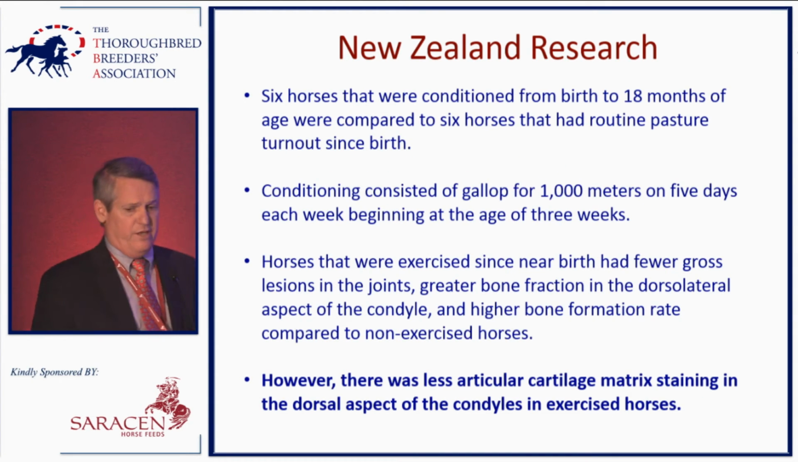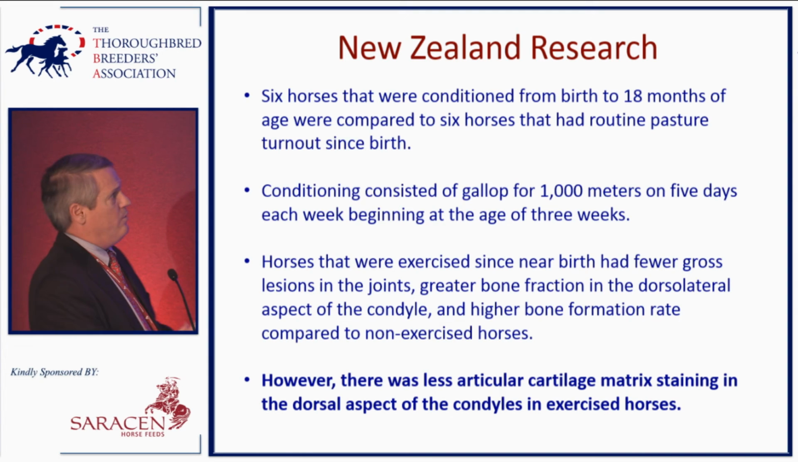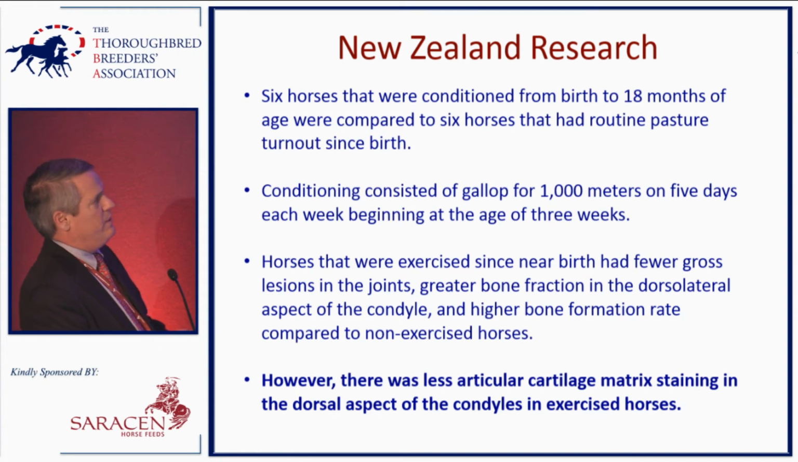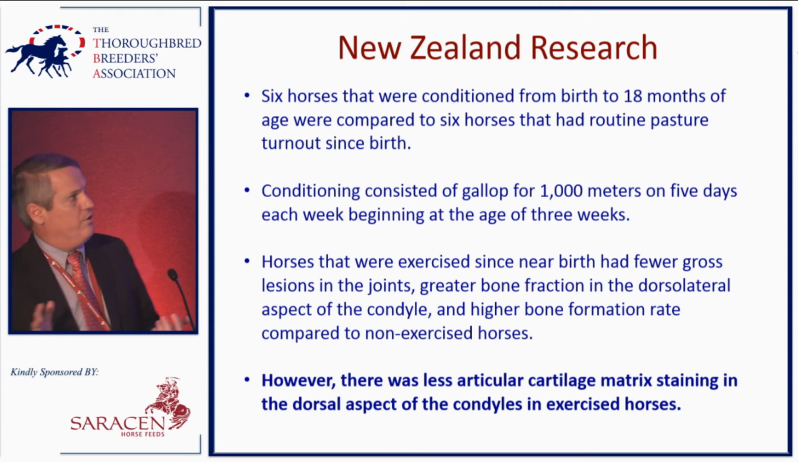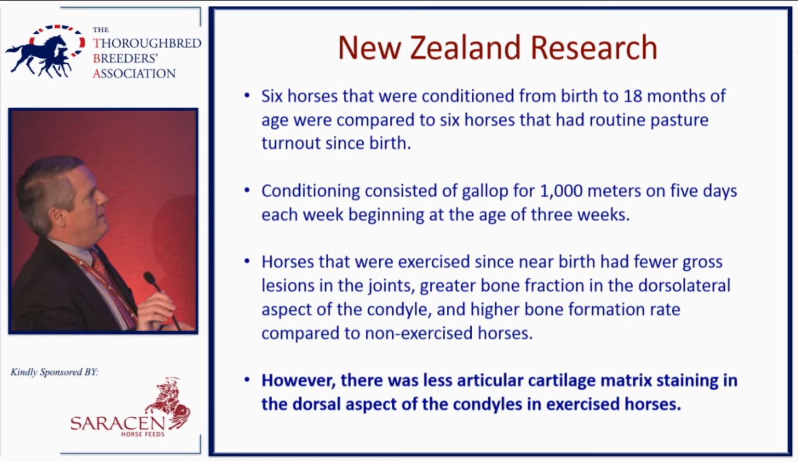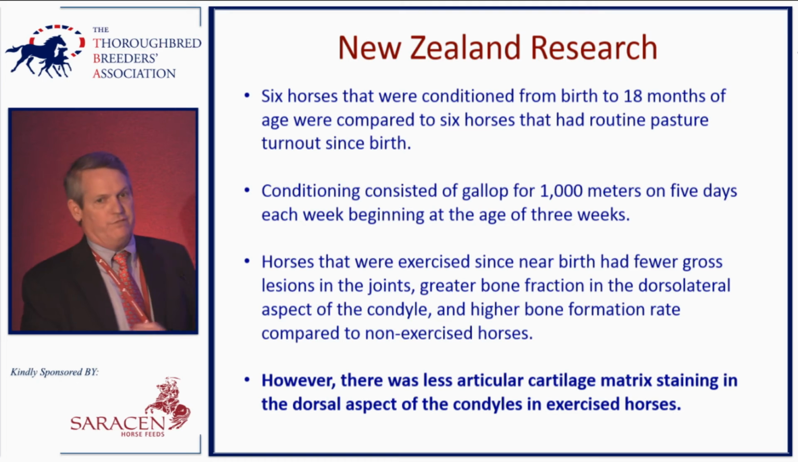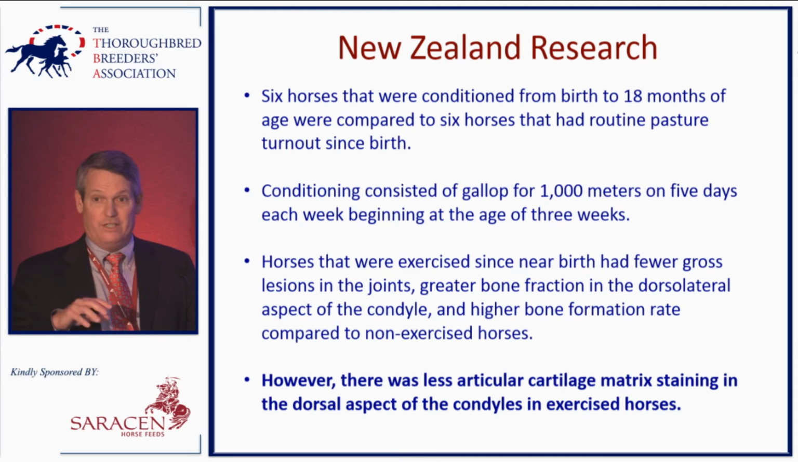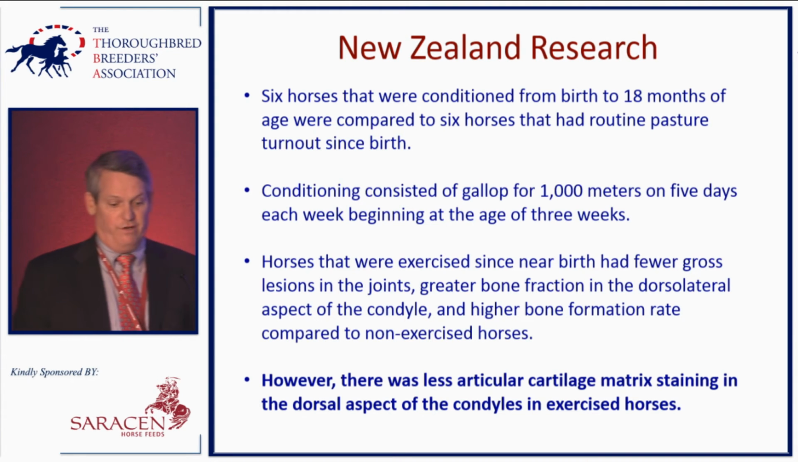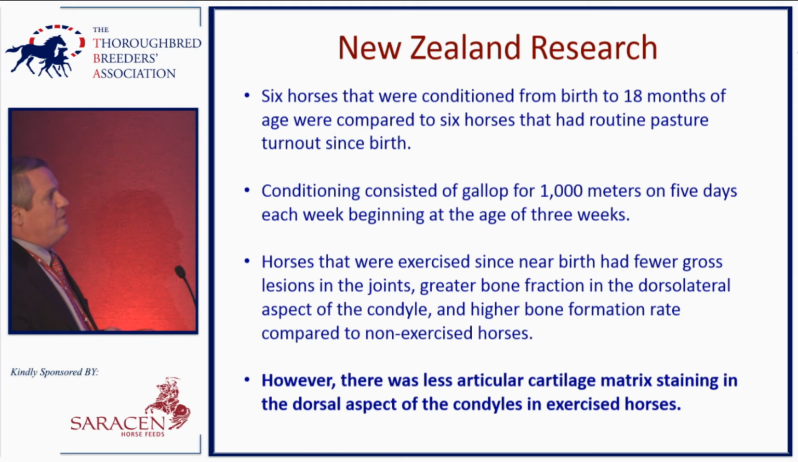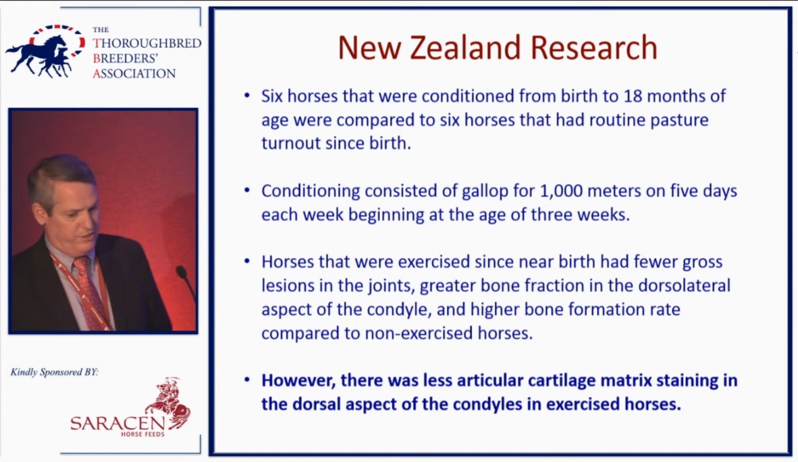And then finally, there was another study that was done in New Zealand where they took 2 sets of 6 horses. They kept these guys out on pasture all the time for 18 months. And one of the groups, though, they did 1,000-meter gallops 5 days per week. And this was starting from when they were only 3 weeks old. They said the ones that were exercised had fewer gross lesions in the joints, greater bone fraction at the end of the cannon bone, and higher bone formation rate compared to the non-exercised.